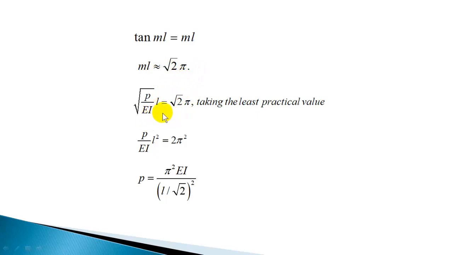So root of P by EI into L is equal to root 2 pi. Squaring it, P by EI L square is equal to 2 pi square, or P is equal to pi square EI by (L by root 2) square. Rearranged in this form, all the denominators are getting pi square EI divided by (L by root 2) square. So this is the buckling load for a column with one end fixed and the other end hinged.